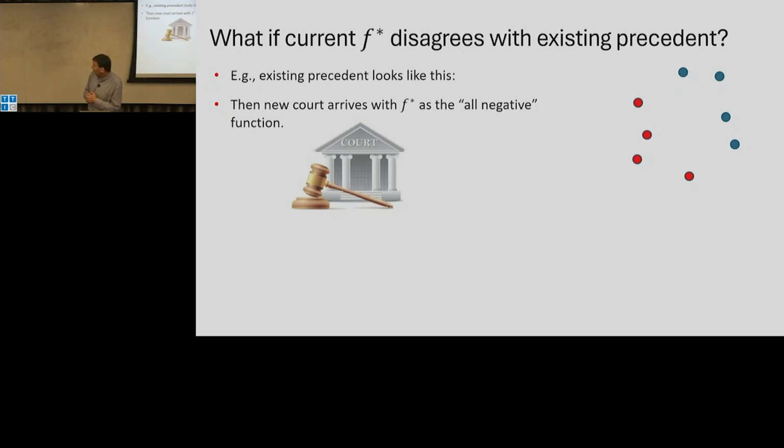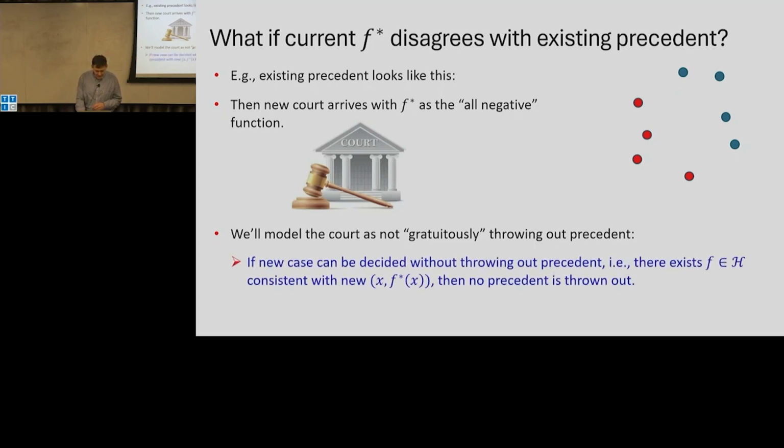And maybe you as a litigator, okay, so we're imagining a litigator who actually is in favor of the Supreme Court, but we'll model the court as not gratuitously throwing out precedent, which they're supposed to not do, which means if a new case can be decided without throwing out precedent, so there's some function in the family consistent with the new thing, they won't throw it out. So here or something, and then fine, it's still possible, you can still have a rule.